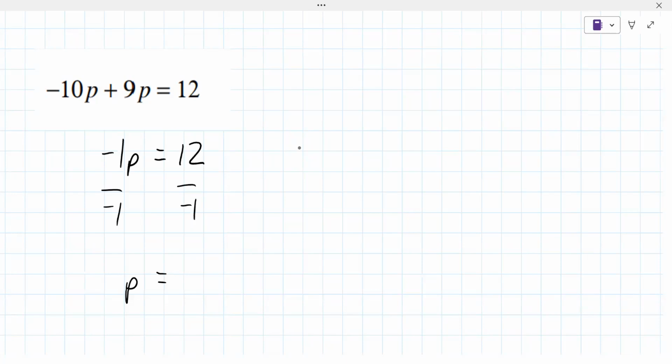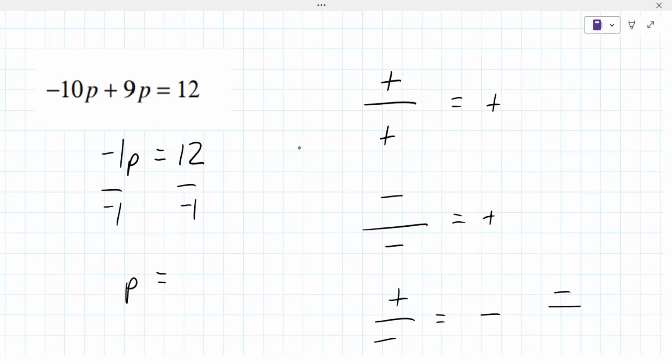I'm not sure what 12 divided by -1 would be. Off the top of my head, I can't do that. A positive divided by a positive is positive. A negative divided by a negative is positive. So would it be -12? Yes, a positive divided by a negative is negative, and a negative divided by a positive is negative.